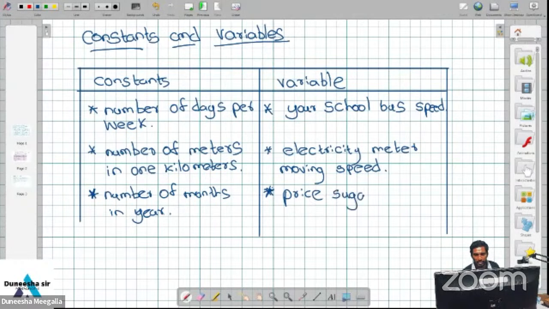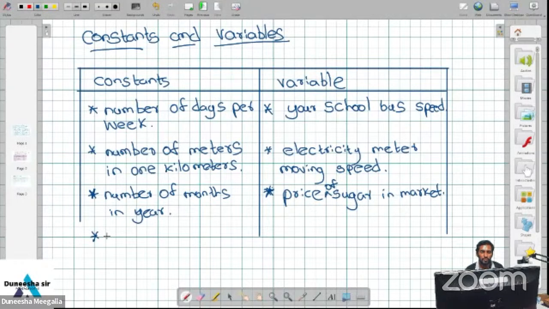අපිට තව කියන්න පුළුවන් price of sugar or any item. Price of sugar in the market. It's a variable. Yes, it's a variable. Is it a constant? No, it's not a constant because it's varying day to day. Okay.